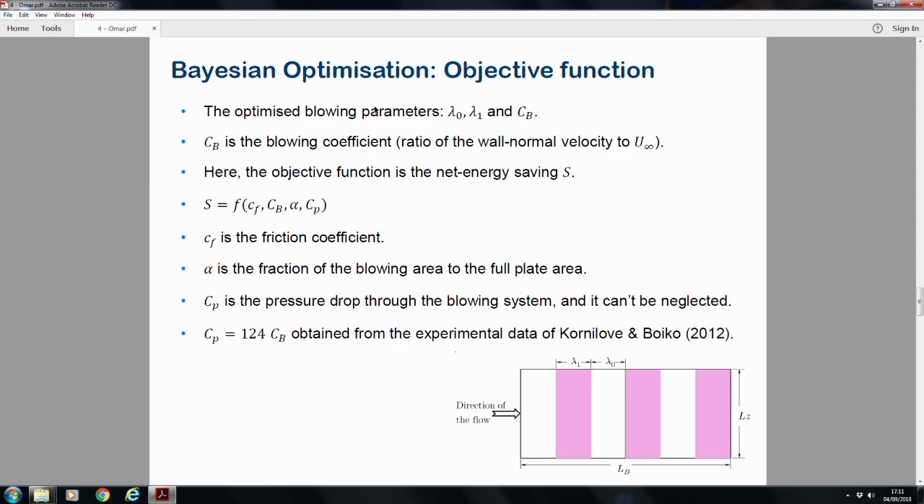And we have the third parameter, the pressure coefficient, which is the pressure drop across the blowing surface. We can't calculate this, or it's hard to calculate numerically, so we use the experimental data from Kornilov and Boiko, 2012. And CP, the pressure coefficient, is equal to 1/24 of the blowing coefficient.